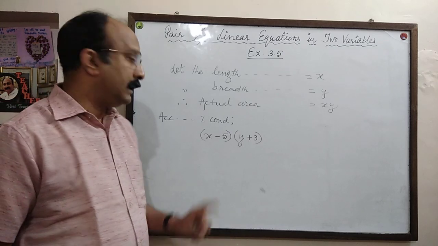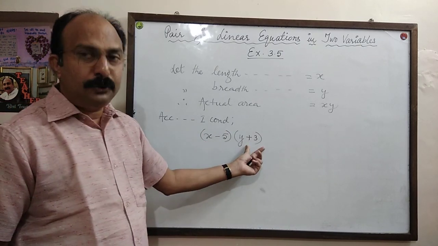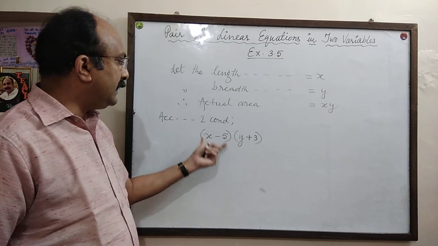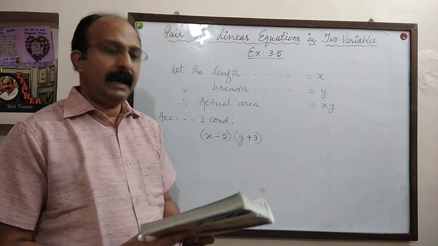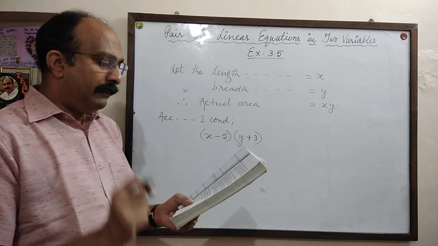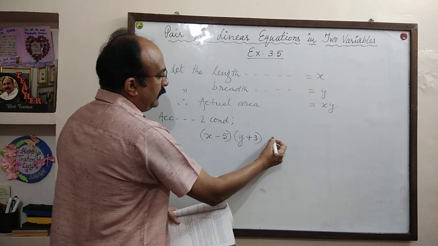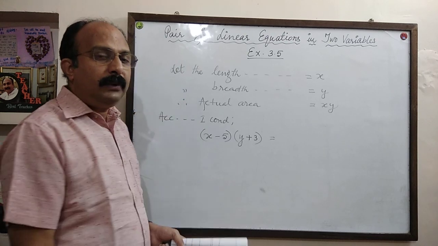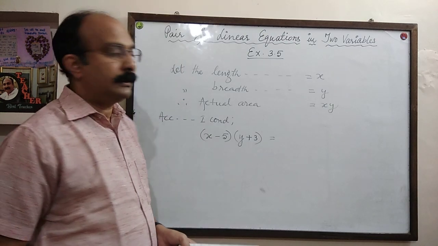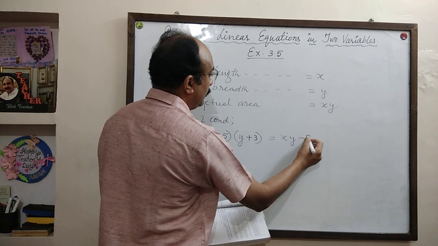Now what is the area? Length into breadth. So this is the new length and this is the new breadth. So x minus 5 into y plus 3 will be the new area. And it is given area will get reduced by 9 square unit. Actual area is xy. It will get reduced by 9. So xy minus 9.